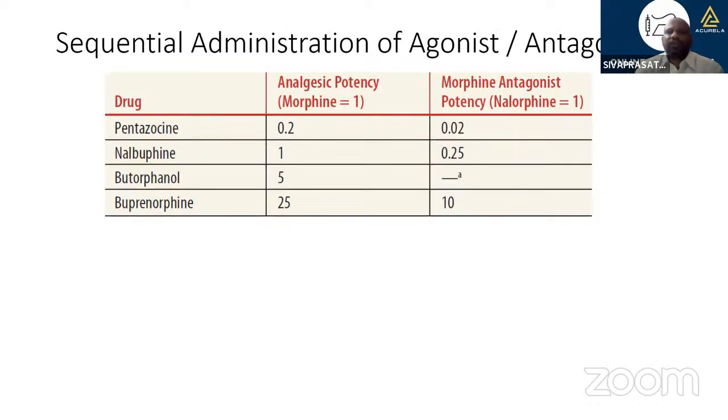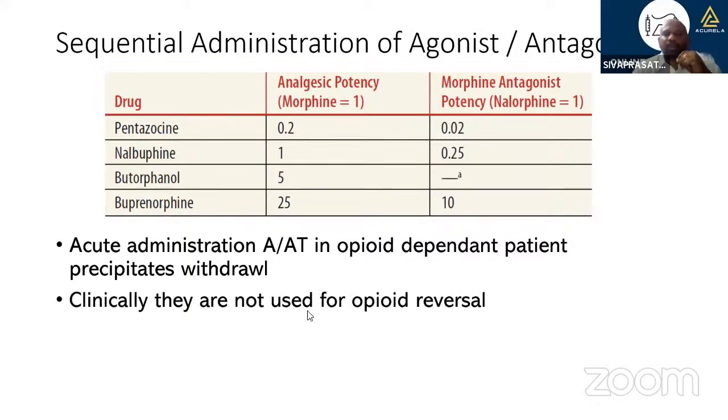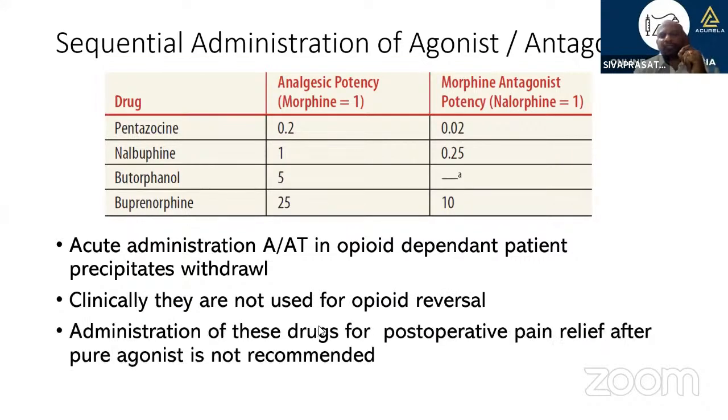Coming to sequential administration of agonist and antagonist, you might have an opioid-based anesthetic with a pure agonist. In the postoperative period, you might like to give any of these agonist-antagonist drugs. Is it advisable? Acute administration of an agonist-antagonist in an opioid-dependent patient will precipitate withdrawal because it will displace the mu receptor agonist from that receptor. Clinically, they should not be used for opioid reversal. But when you administer these drugs for postoperative pain relief after a pure agonist, you should be careful, or it is not recommended, because the patient will be having good analgesia and euphoria in that period. Suddenly administering a drug like butorphanol or nalbuphine, the patient can have some dysphoria and reduction in the analgesic quality for some time.